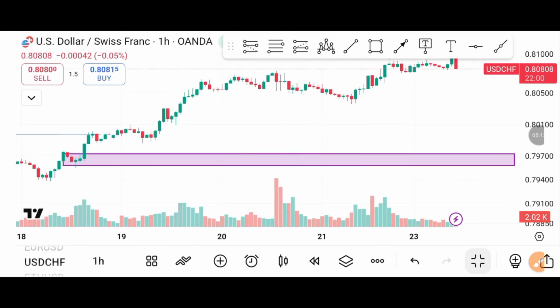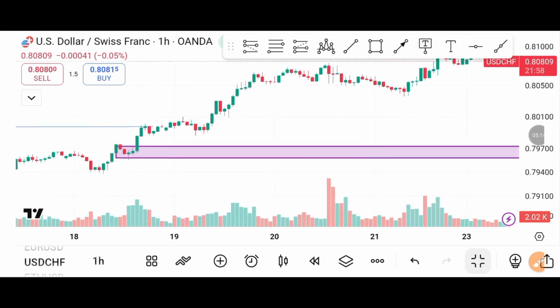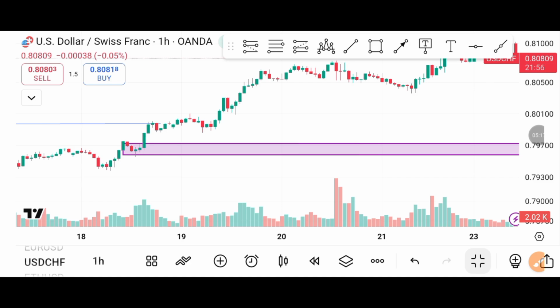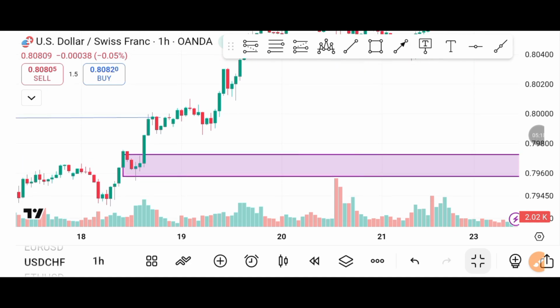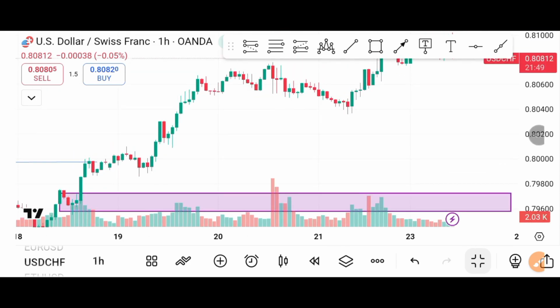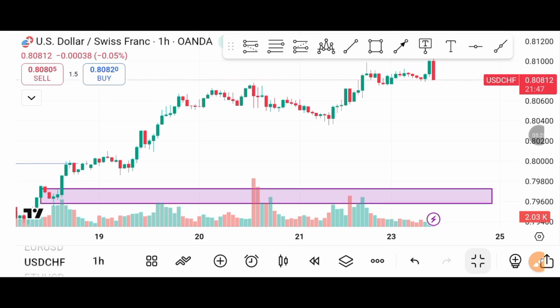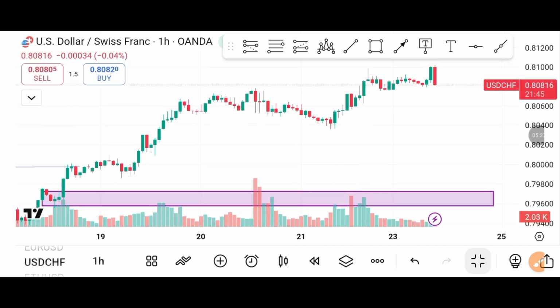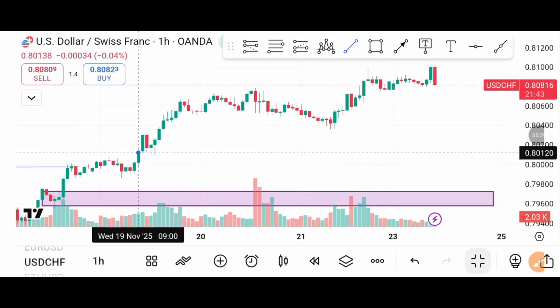So this is the order block we have on the 1-hour time frame, and I see price coming back to react from that area. Then we have another little order block resting here. We have up to like 2 or 3 order blocks. Now we have a little breaker structure to the upside.